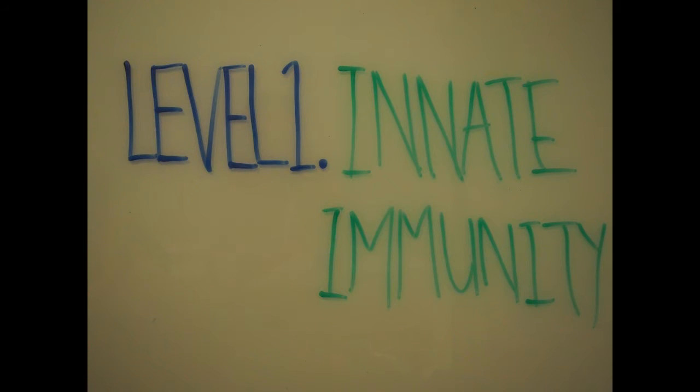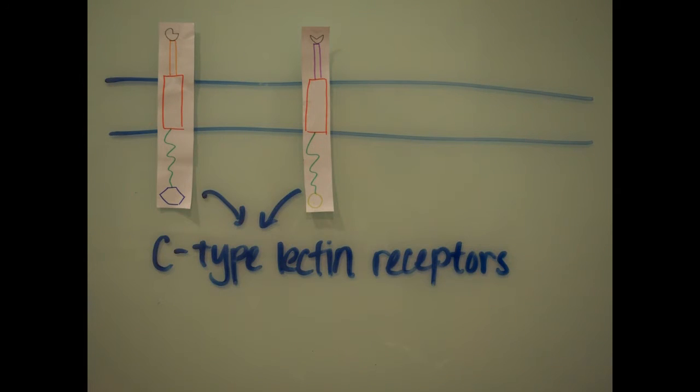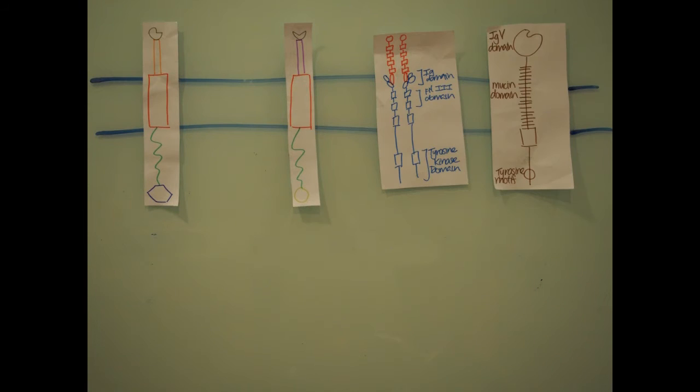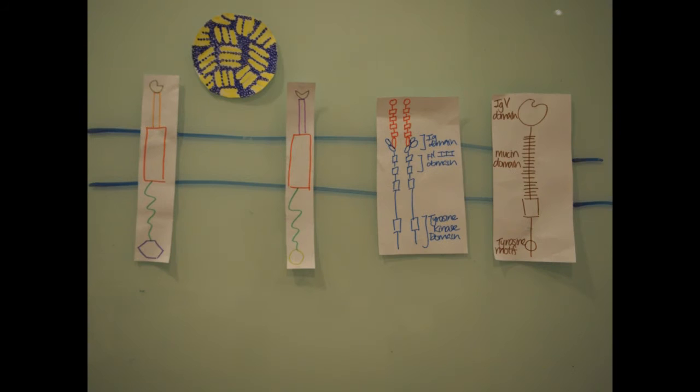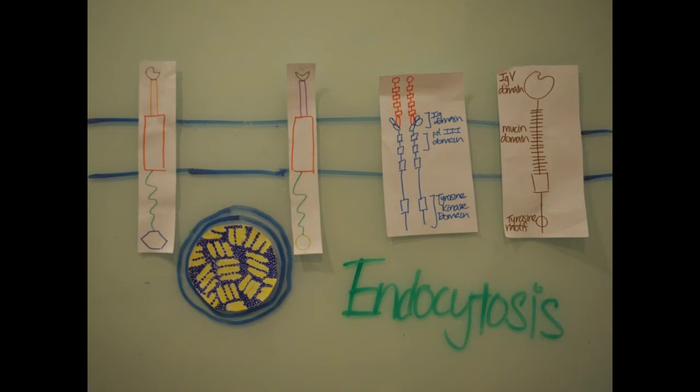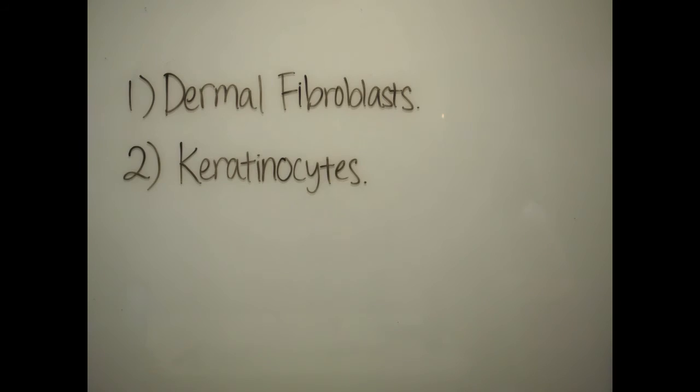The Zika virus enters the cell through C-type lectin receptors and phosphatidylserine receptors found on the host cell surface via endocytosis. In the body, dermal fibroblasts, keratinocytes, and immature dendritic cells are more susceptible to infection and allow viral replication to occur.